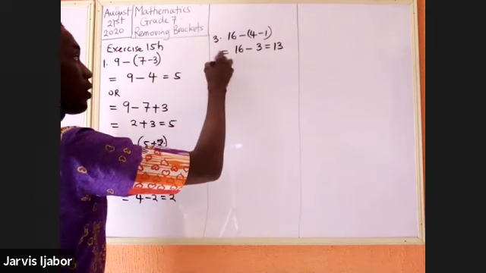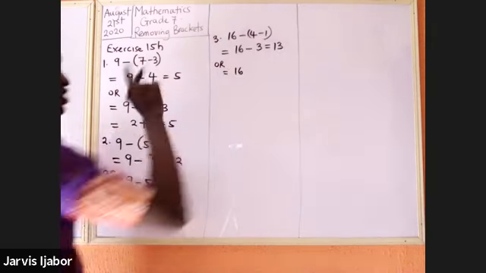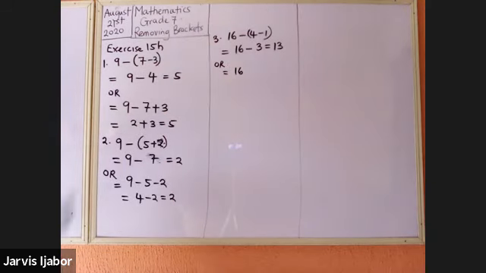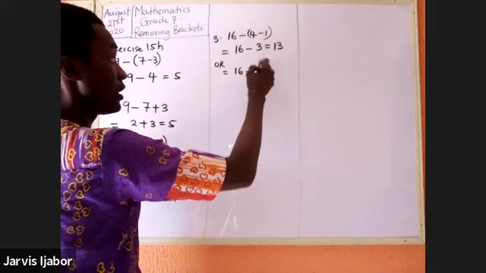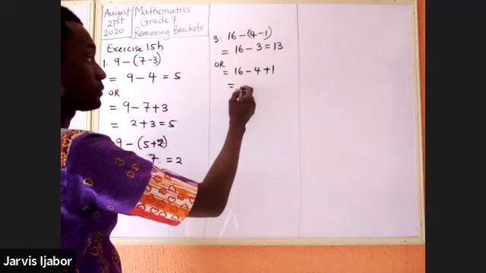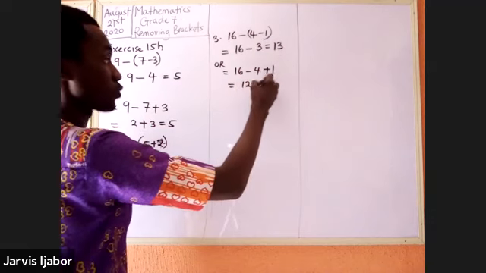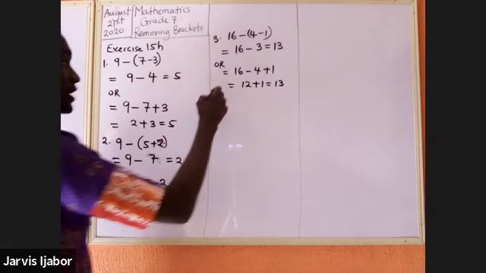Or you can use the other method. Negative will change the signs. That's what negative does. It will change the signs. If you are positive here, it becomes negative. If you are negative here, it becomes what? Positive. So this will give me what? 16 minus 4 plus 1, which is essentially what? 13. Whichever method you use, you're expected to get the same answer.